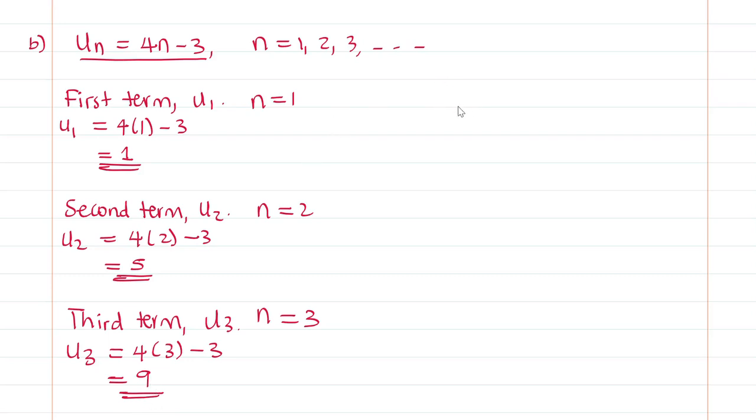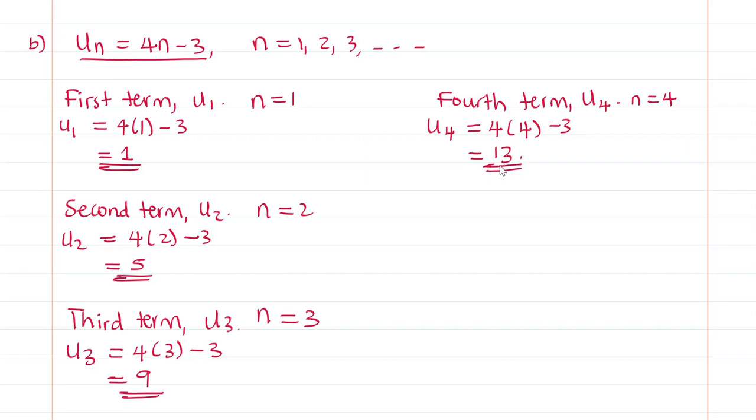And coming this side, let me go to the fourth term. Fourth term u4 is a number in position 4. So the fourth term u4 equals, substitute for n as 4 in the formula, that gives us 4 times 4 minus 3. 4 times 4 is 16. 16 minus 3, that gives us 13. Therefore, our fourth term is 13.